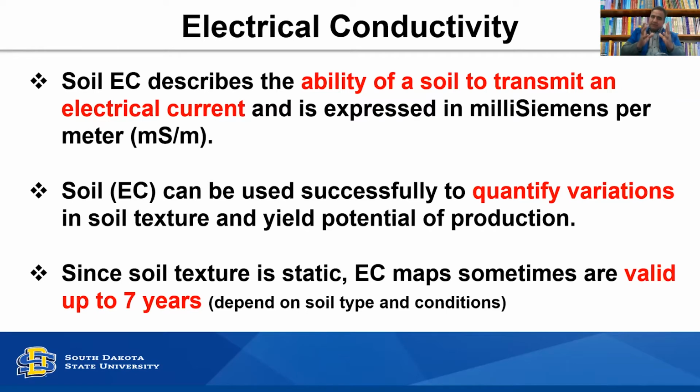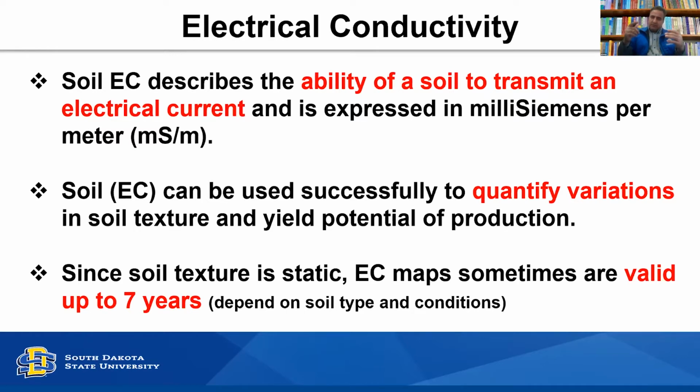These measurements, soil EC, can be used to quantify the soil texture. We make a correlation between the EC readings and soil texture. Based on that, we can estimate yield potential and assess the production efficiency or performance. Because the soil texture is static. What does that mean? It means that over time, it would not change rapidly.